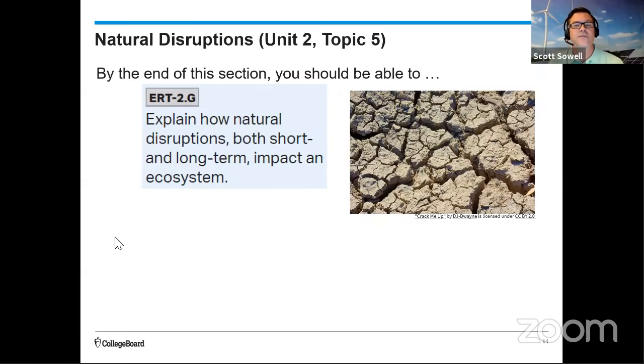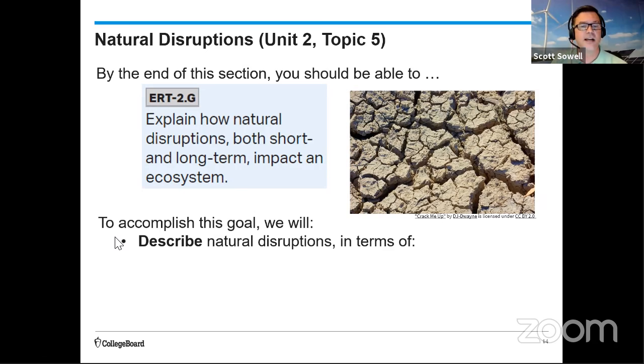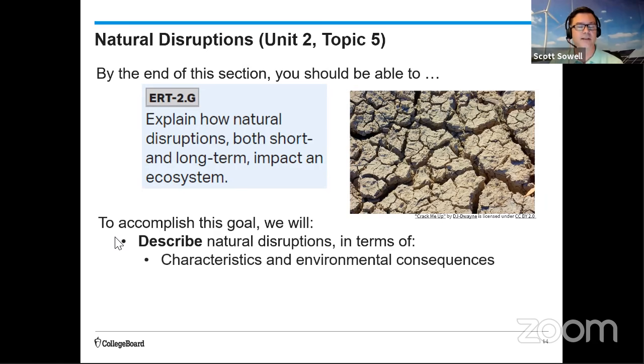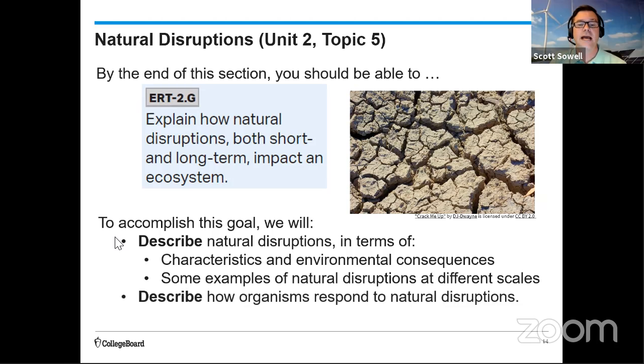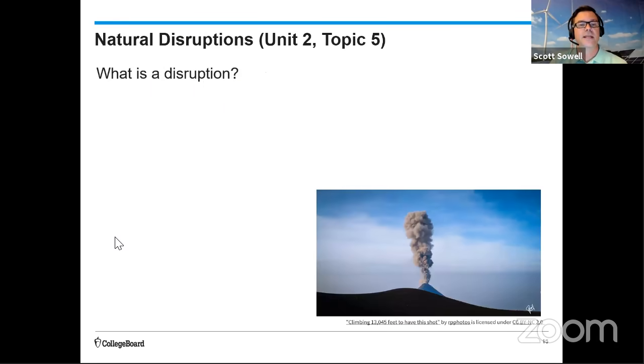So by the end of this first section on natural disruptions, you should be able to explain how natural disruptions, both short and long term, impact an ecosystem. And this actually will carry through the entire lesson today. But initially, we will define what a disruption is in terms of its characteristics and some of its consequences. We'll look at some examples of the natural disruptions at different scales. And then we'll look at how organisms respond to those disruptions. But again, first, we've got to define what we're talking about.